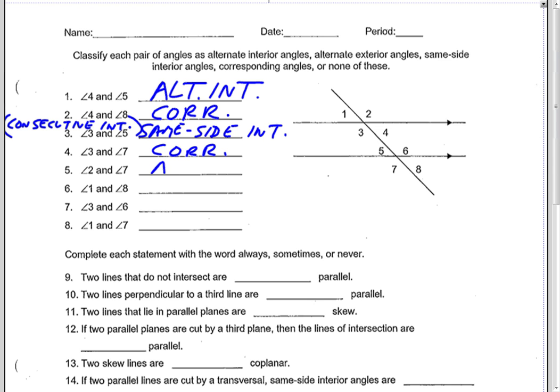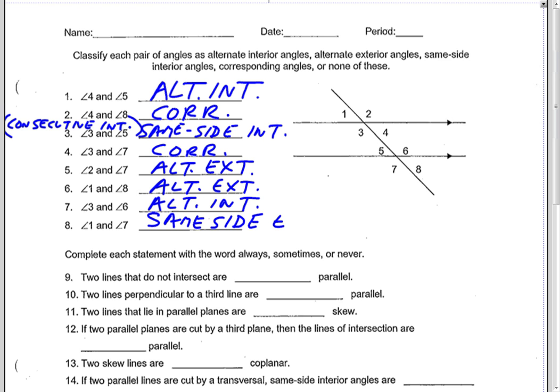For number 5, alt ext. Once again, alternate exterior. Alt int. And the last one? Same side exterior. So the same side interior again? I got same side exterior.